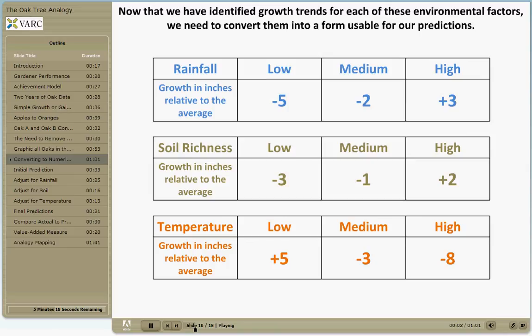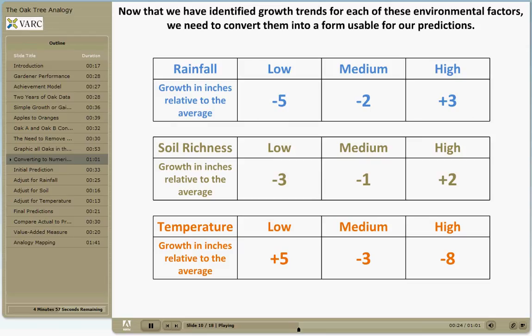Now that we have identified growth trends for each of these environmental factors, we need to convert them into a form usable for our predictions. We can summarize our trend information by determining a numerical adjustment based on high, medium, and low amount of each environmental condition.